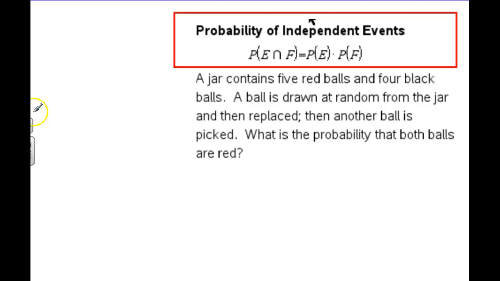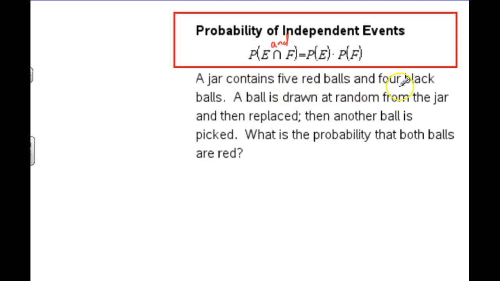So now we're going to talk about independent events here. Independent events are 2 events that have no effect on each other, like rolling a die and flipping a coin. If I roll a 5, I still have a 50% chance of flipping heads or tails. It has no effect on each other. So all you do for independent events is multiply the 2 events. And this is for an AND type statement. This is intersection, is what that symbol means. So we're saying AND here.